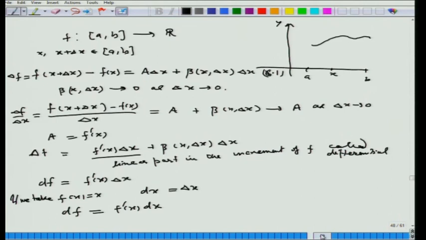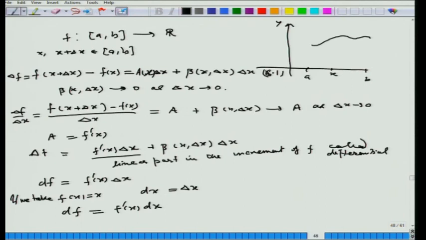Here the variation delta f is actually the difference of the values of f at x plus delta x and f of x. So, delta f, the variation in f, is defined as f of x plus delta x minus f of x, which is actually equal to a, which has to be a function of x. So, we will write the dependence on x like this: a of x times delta x plus beta comma delta x into delta x.